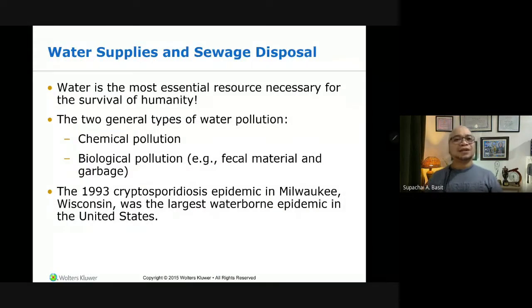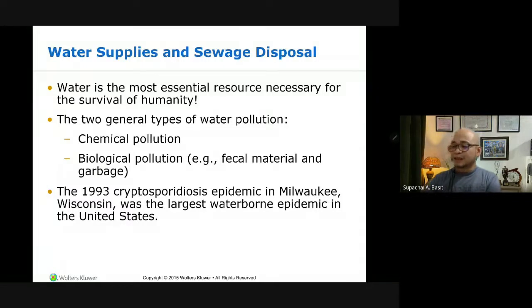Okay, water supplies and sewage disposal. This one is very important. Okay, water is the most essential resource necessary for the survival of humanity. So having polluted water is not really a good scenario for ideal public health. Okay, so water can be contaminated via chemical pollution and biological pollution. So when you say biological pollution, it means that the water is no longer potable because of fecal material.